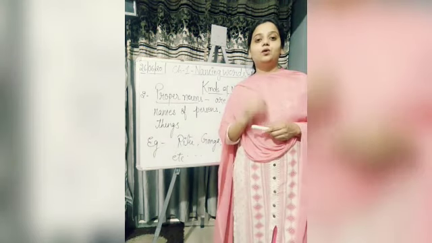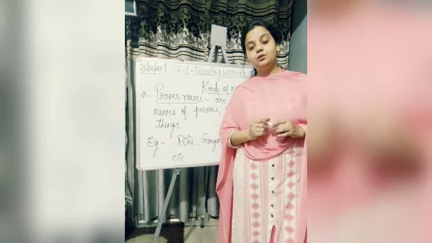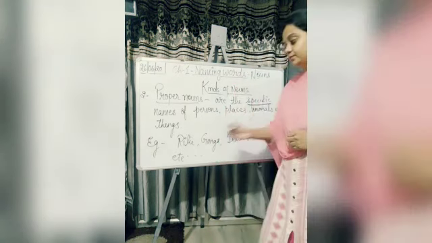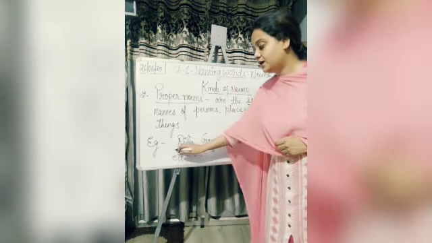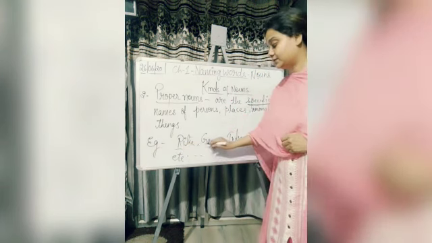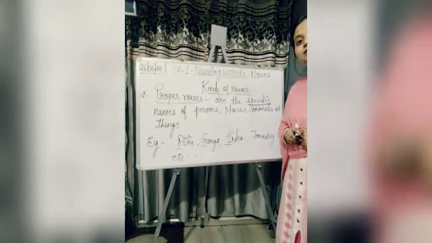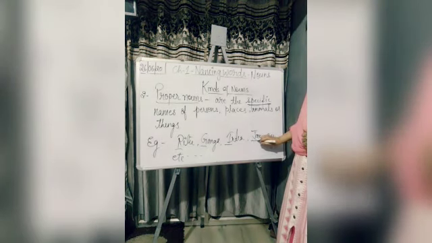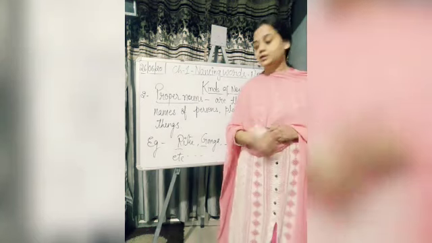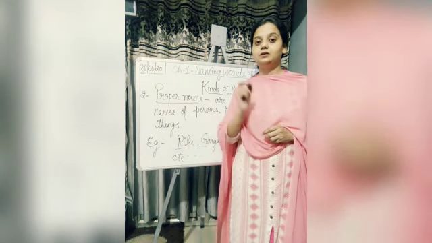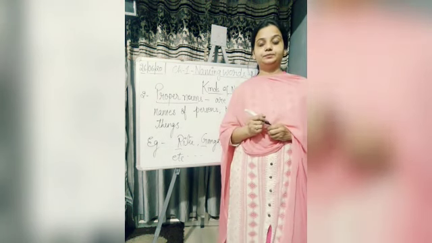Okay, and children, always remember that proper noun always begins with a capital letter. So you have noticed here that in Ritu, R is capital. Ganga, G is capital. India, I is capital. January, J is capital, right? So don't forget this. Whenever you have to write a proper noun, always begin it with a capital letter.